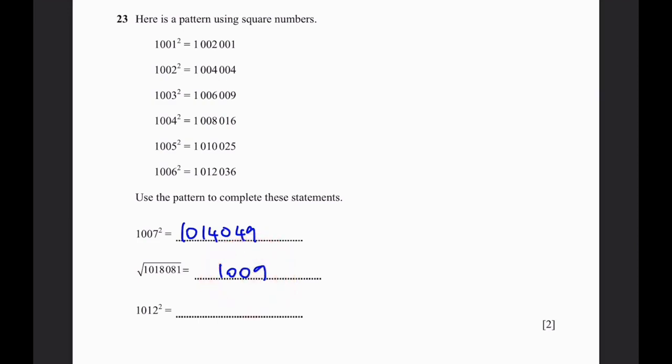1012 squared, we can put a 1 0, and 12 times 2 is 24, and then what's 12 squared? It's 144. Remember, all numbers have 7 digits in this case. Don't add extra zeros if not needed.